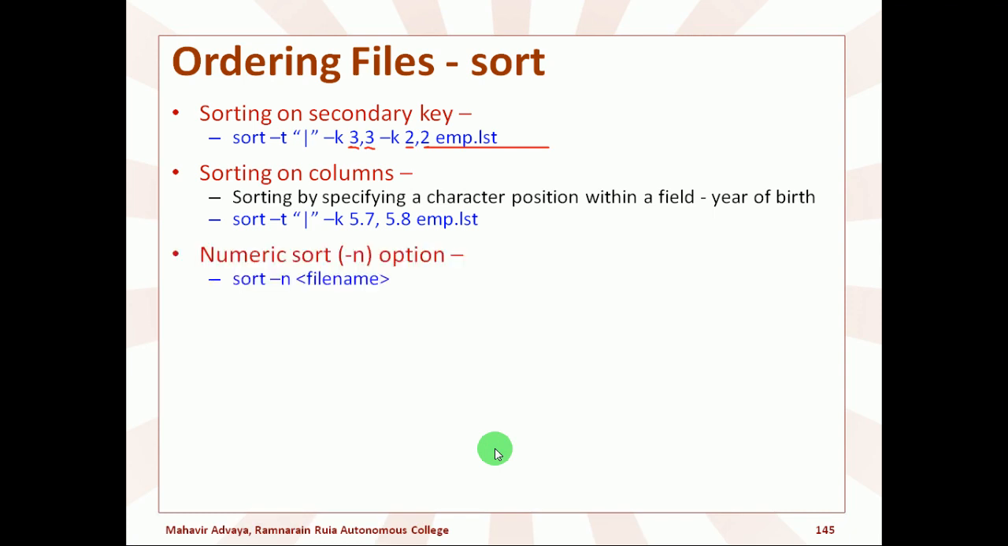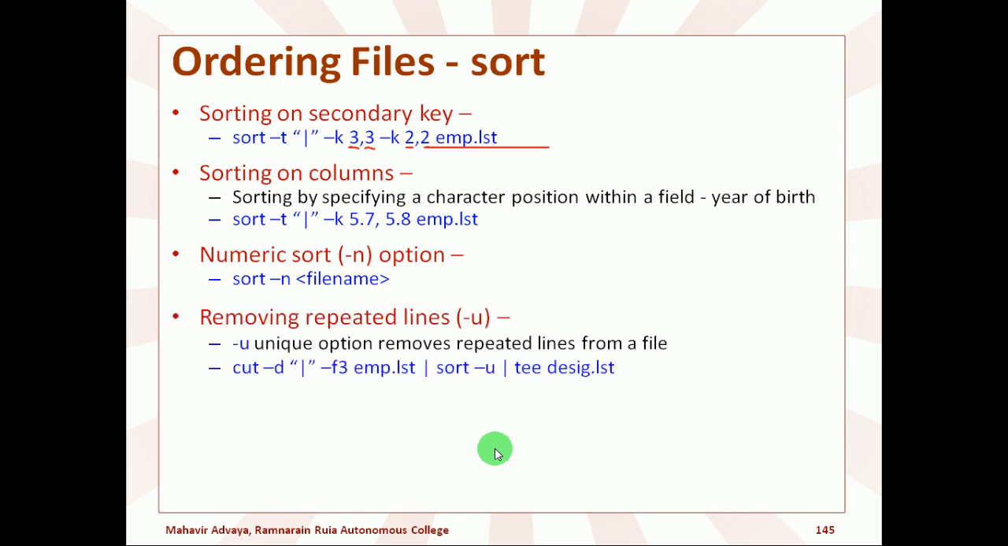You can also have a numeric sort. In this case, if your file consists of only numbers, you can create a file consisting of some random numbers entered in any order, and then you use the sort command on that file. So this will give you the numeric sort. This -n is used only in case you have numbers in your file.